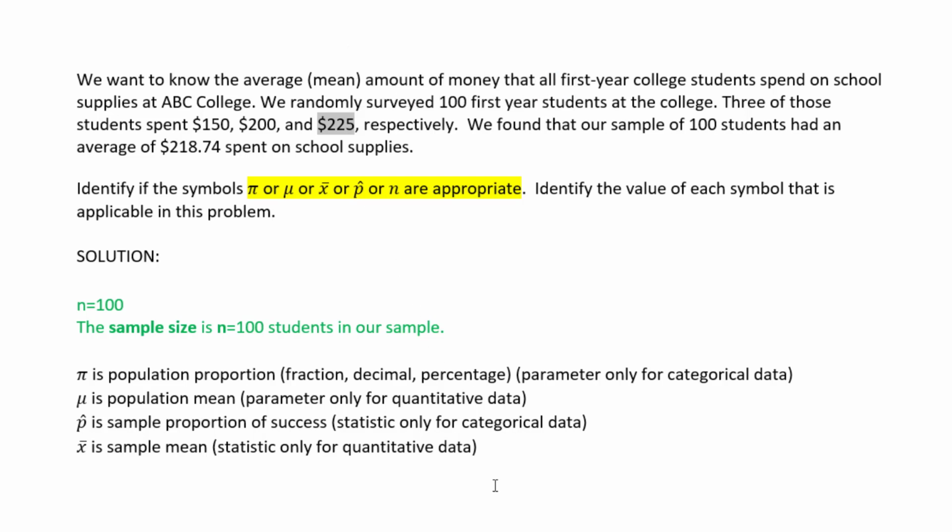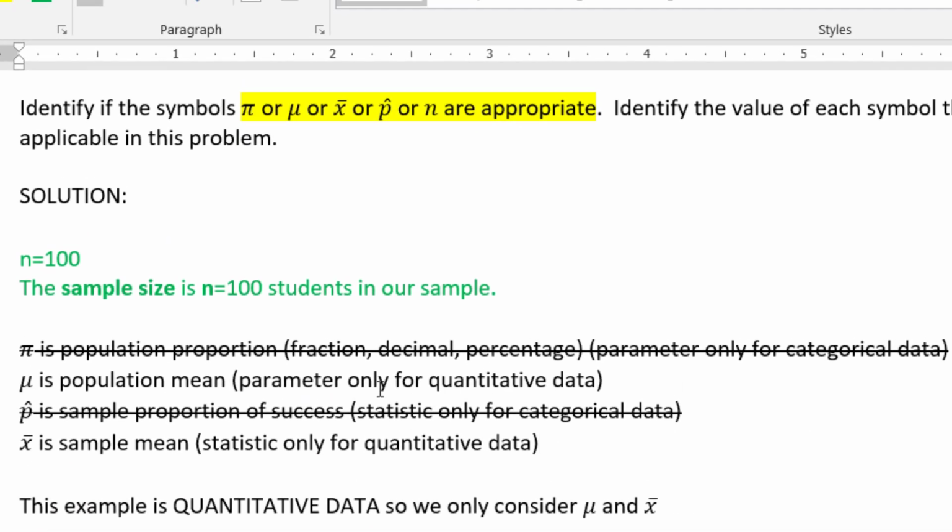So since this is quantitative data, we can only talk about mu, the mean of the entire population, and x bar, the mean of the sample. So I've crossed out p hat and pi since we'd only use those for examples that relate to categorical data, and we don't have categorical data. We're not looking for a percentage of the population. In this problem, we're dealing with quantitative data, so we're only interested in mu and x bar.